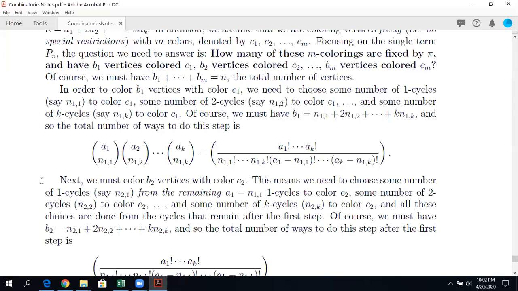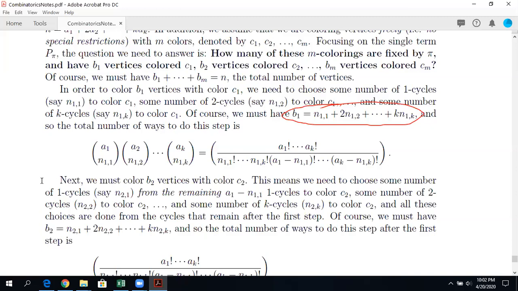So what has to be true? Well, B1, the total number of vertices, needs to be equal to the number of 1 cycles plus 2 times the number of 2 cycles that I chose, plus etc., plus K times the number of K cycles that I chose. Because when I color those with color C1, I have to color them all with color C1, anything in one of those cycles.